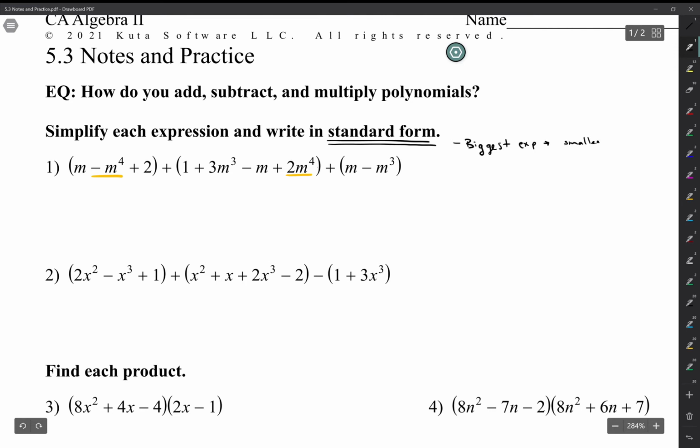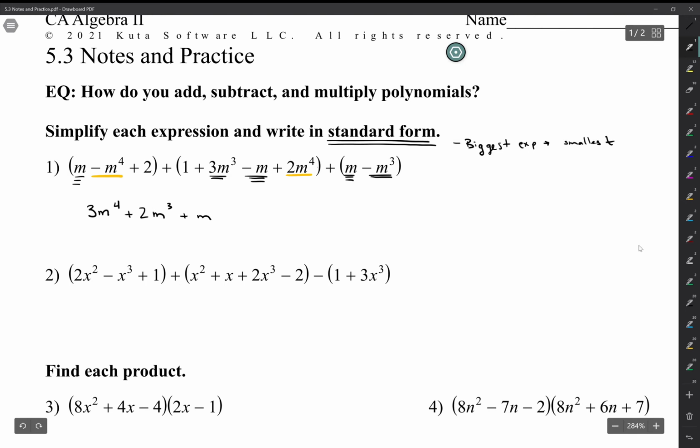Okay, so 2m to the fourth minus an m to the fourth is going to be a 3m to the fourth. I'm going to look for any m to the thirds. There's one, and there's another. So actually 3 and negative 1 is going to be 2m to the third, and let's look for a square. No squareds. So to the first. So a negative m plus an m plus another one. That's 2 minus 1 is just an m to the first.